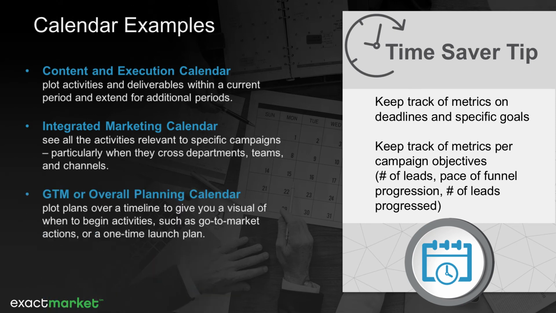The go-to-market overall planning calendar is also a 90-day calendar where you can plot plans, not activities, to give you a visual of when you'll be ready to begin activities. This is great for go-to-market planning or a one-time launch plan.